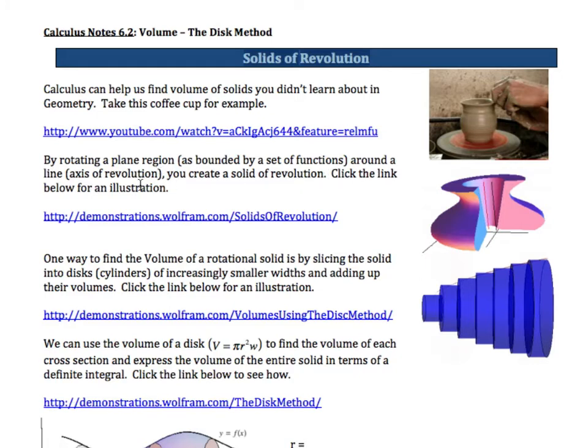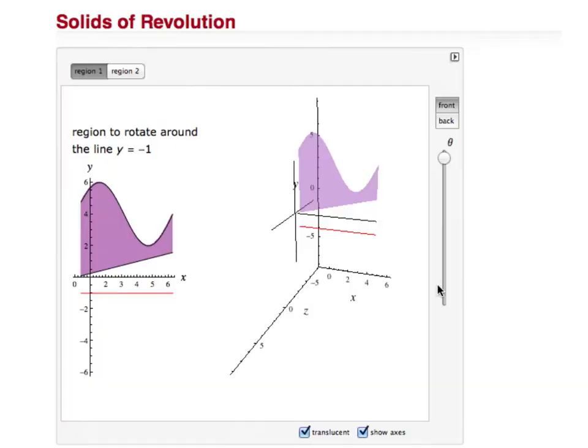So I'm going to click the link below for an illustration, and if you're on a computer you can also do this and try it out for yourself. Okay, so here we have a function right on top. It's kind of curved, and then we have another function on the bottom. And in our last lesson we learned how to find the area between these two curves. Now what we're going to do is rotate this region around the line y equals -1.